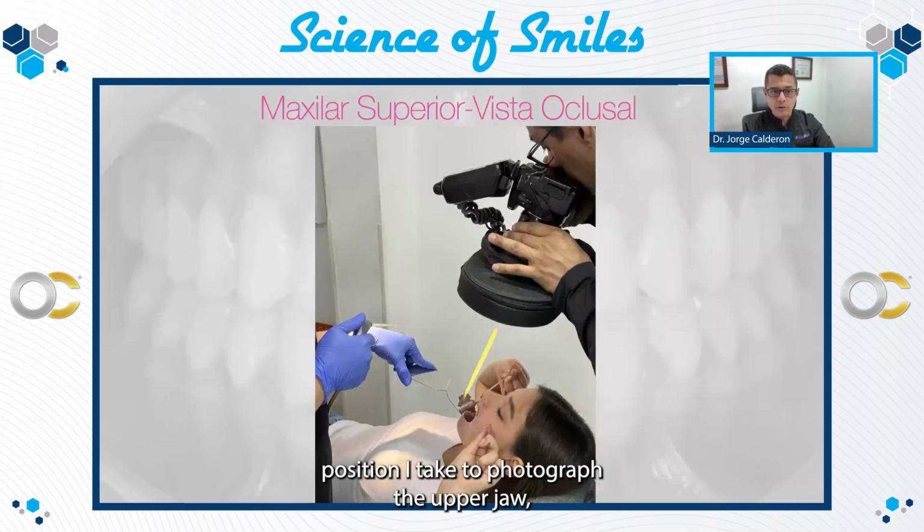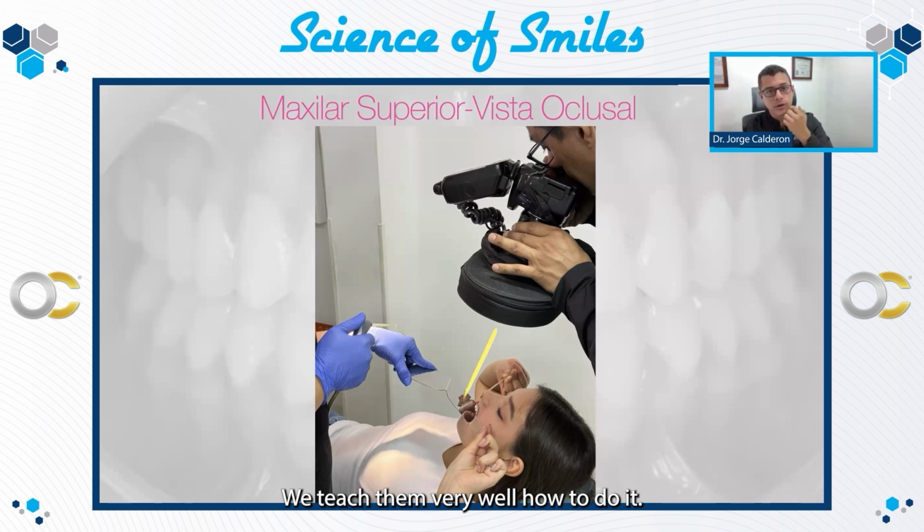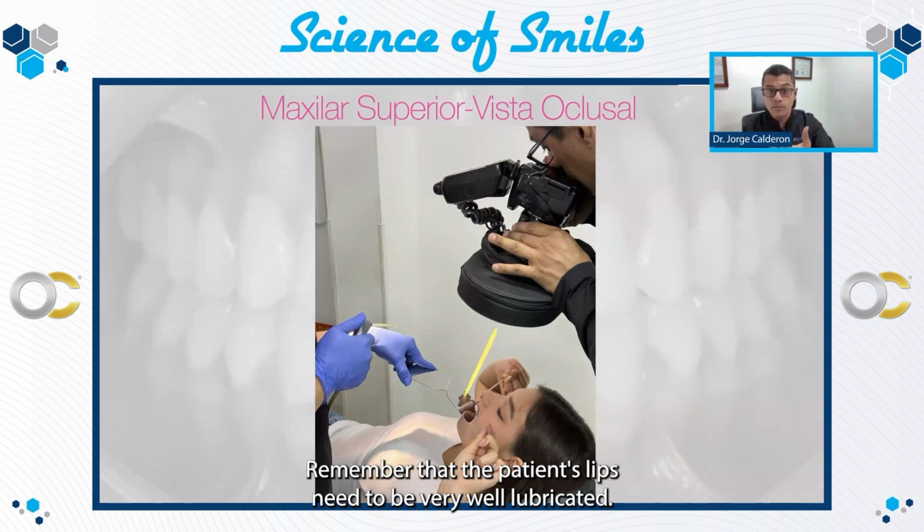Here is the position I take to photograph the upper jaw. The patient helps us by retracting their lips. We teach them very well how to do it. Remember that the patient's lips need to be very well lubricated for this. We rely on our assistant to position the mirror.